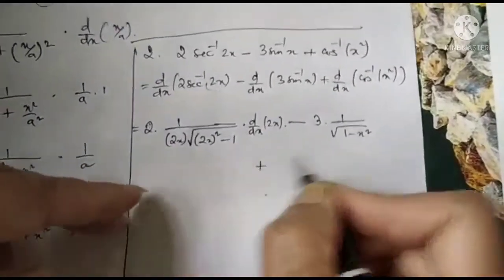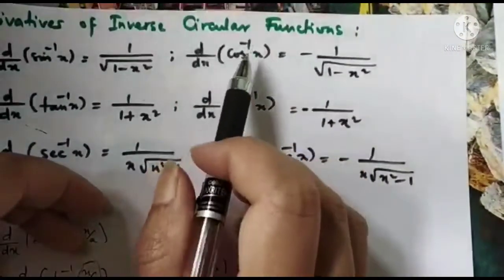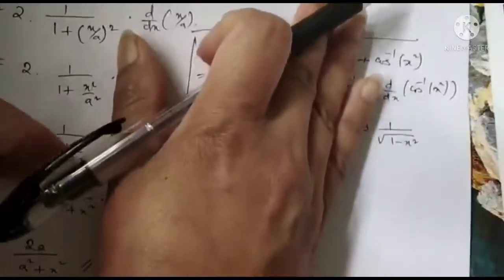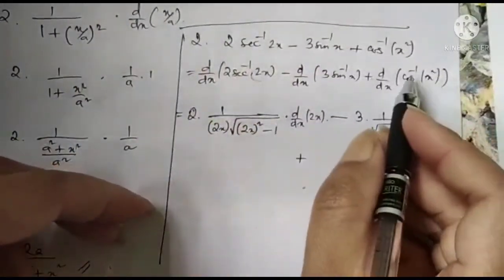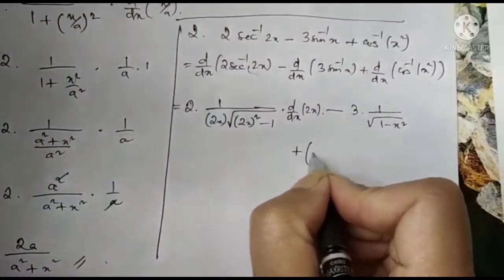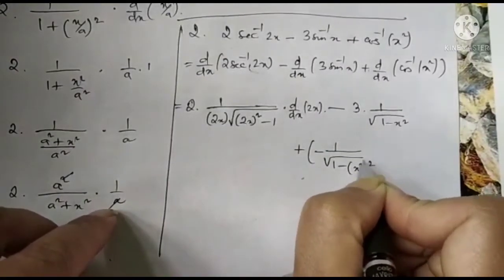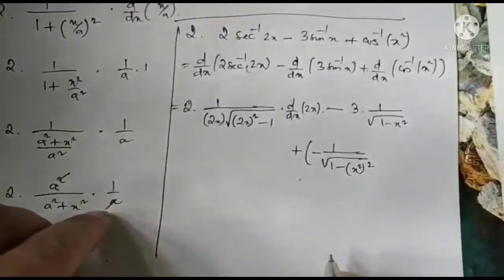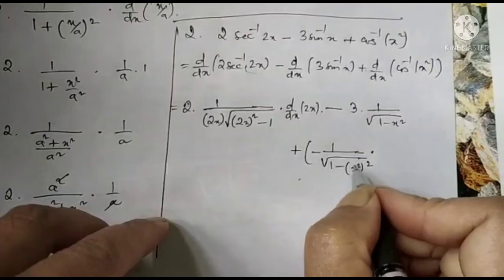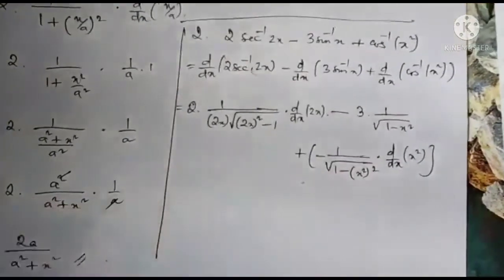Clear? Now the third term, d by dx of cos inverse x square. Again, d by dx of cos inverse x is minus 1 upon root over 1 minus x square. So that one I'm going to use here. So here, d by dx of cos inverse of x square is minus 1 upon root over 1 minus x square whole square, because in place of x, you have an x square in the question. Since in place of x I have an x square, I'm going to re-differentiate my x square. Got it?